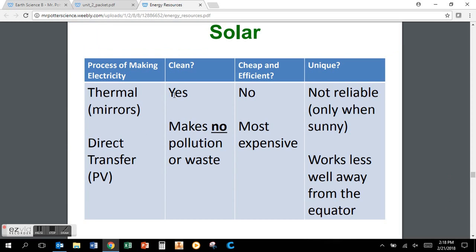Both are considered pretty clean. Neither make pollution. We're not burning anything. Neither of them are considered cheap, though. When we do the levelized costs, the thermal power plants are the most expensive. The solar panels, photovoltaics, are coming down in price. They're still pretty expensive, especially the farther away from the equator you live, the less direct sunlight you get. So for Michiganders, solar is not really the cheapest. Hopefully it will be at some point, but now it is not.